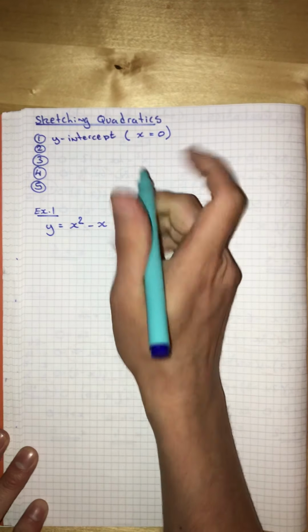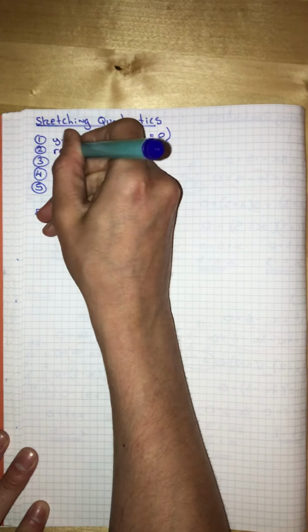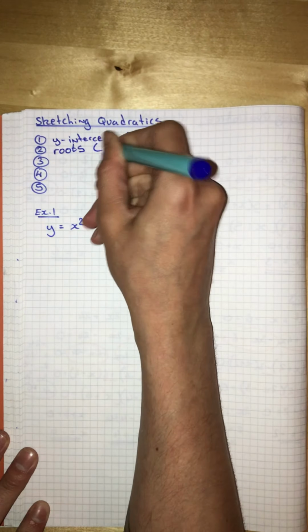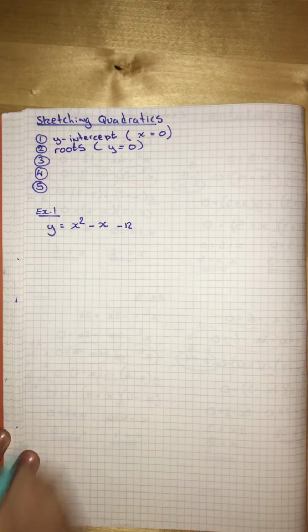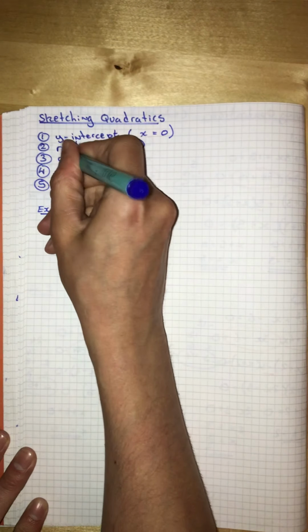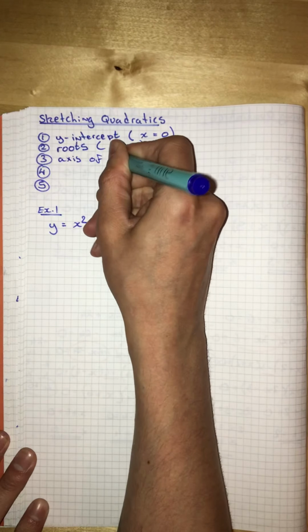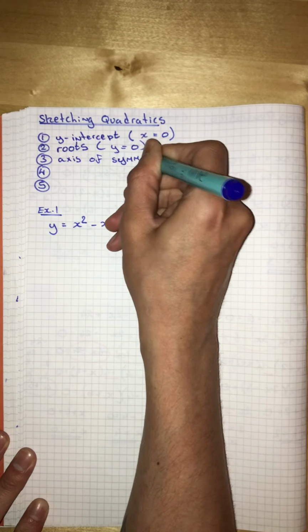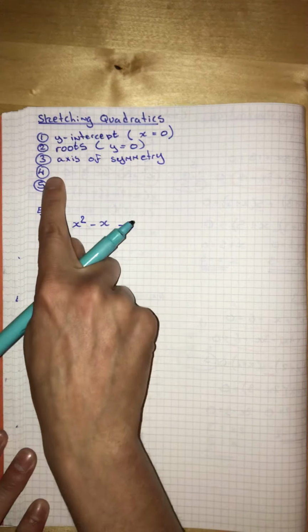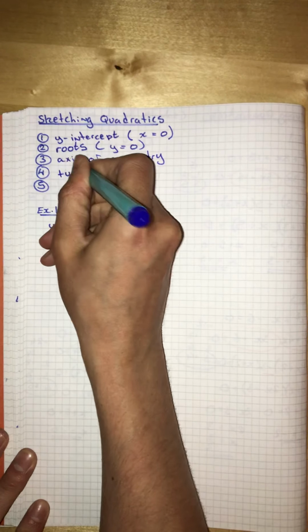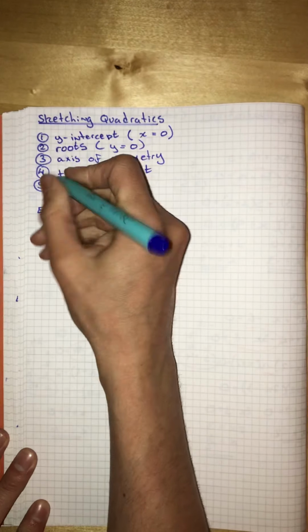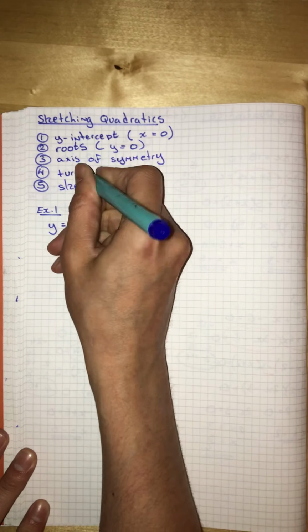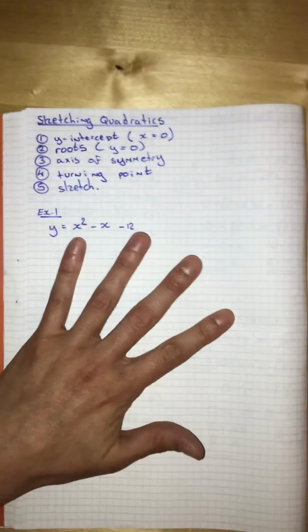Okay. Then we need to find the roots. And that is when y equals 0, because it's cutting the x-axis, so it's the opposite way. Then we need to find the axis of symmetry. And then we need to find the turning point. And then we can sketch. Okay, so 5 steps. So let's get the y-intercept first.